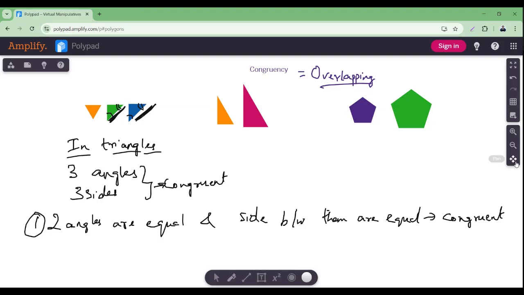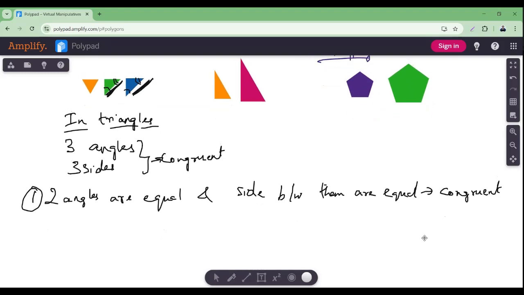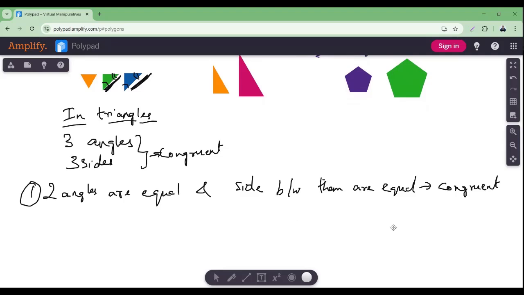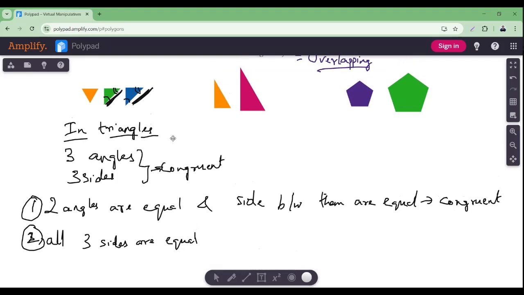What about other scenarios? Is it required that we know all three angles and three sides surely? We don't know. Let's see. Let's take a scenario where we know all three sides. Sorry, the second scenario is that we know all three sides are equal. When all three sides are equal, then what happens? Will all the angles be equal?